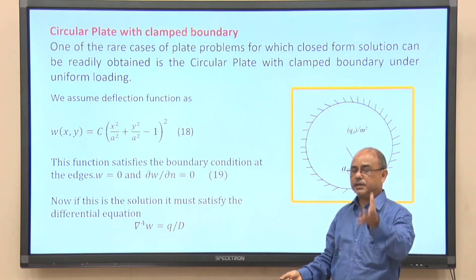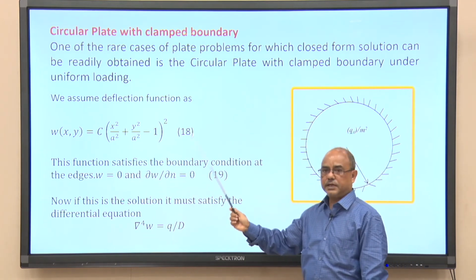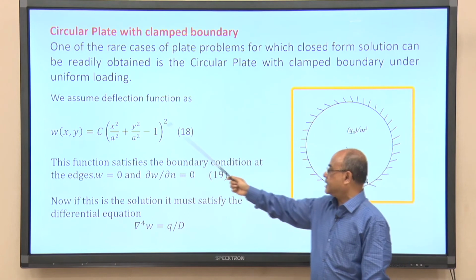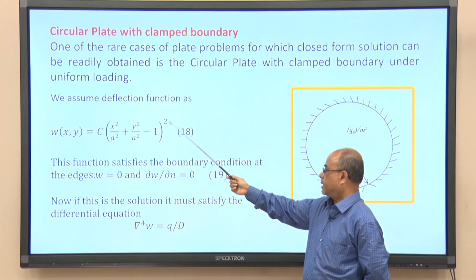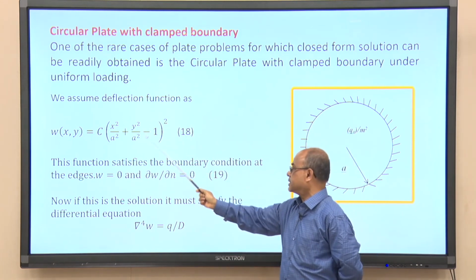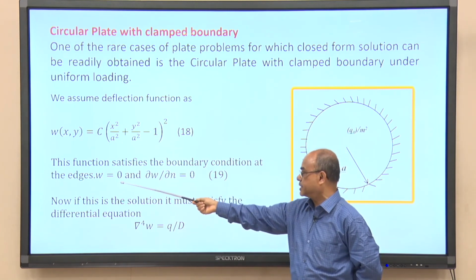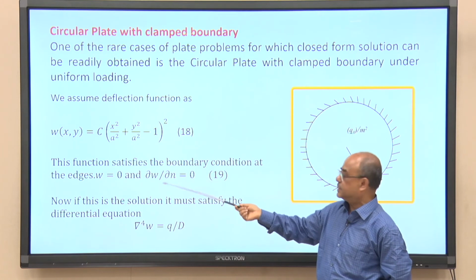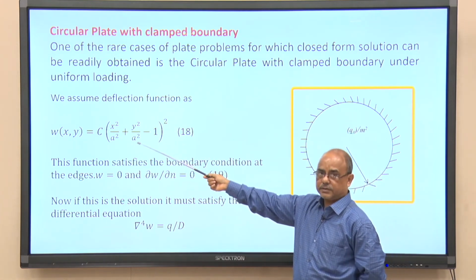That derivation I have done in my earlier classes. So, these two conditions have to be satisfied at the edges, and taking this function you can see that at the boundary x square plus y square is equal to s square. So, this quantity becomes 1. So, 1 minus 1 is 0. So, deflection is satisfied.